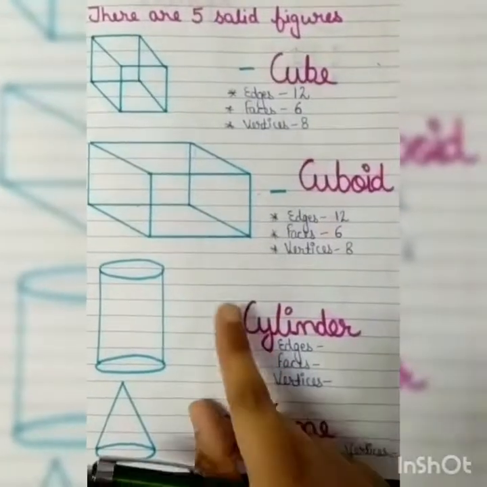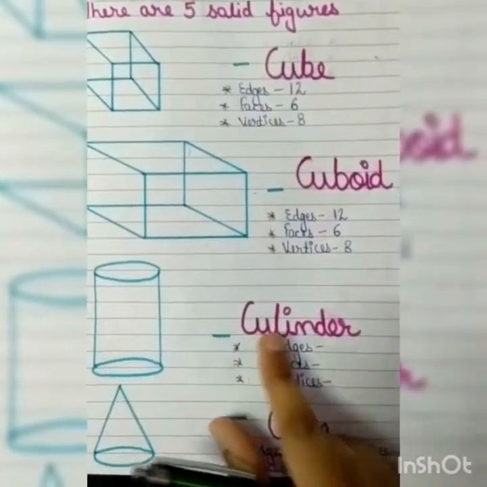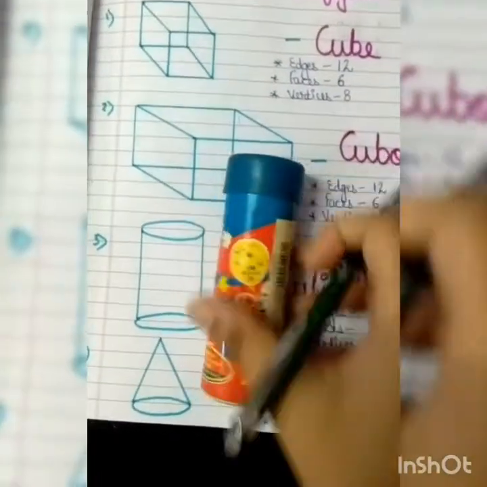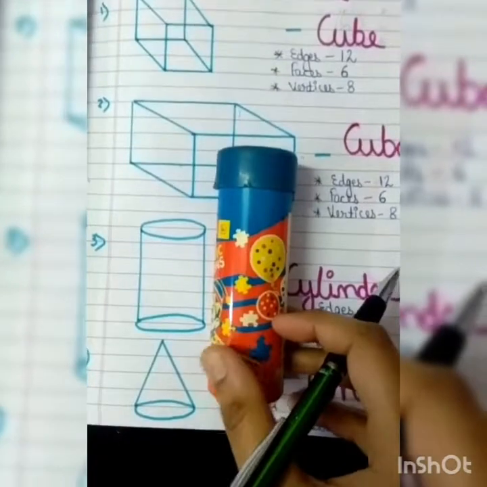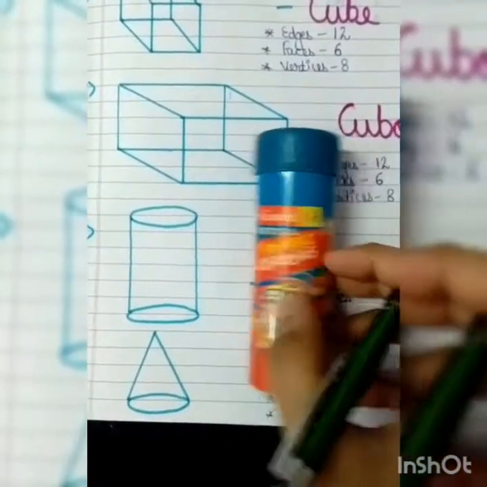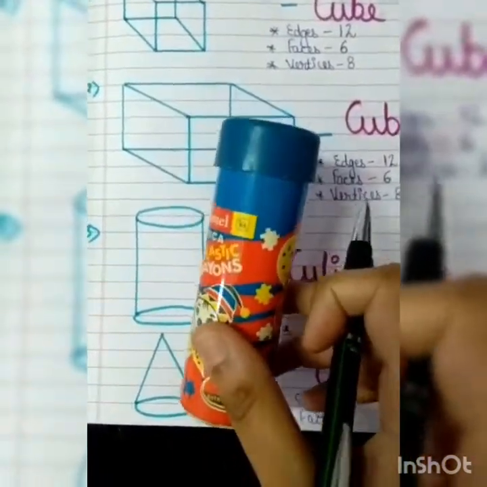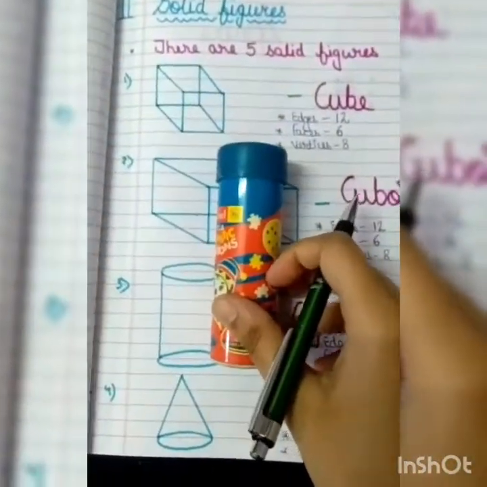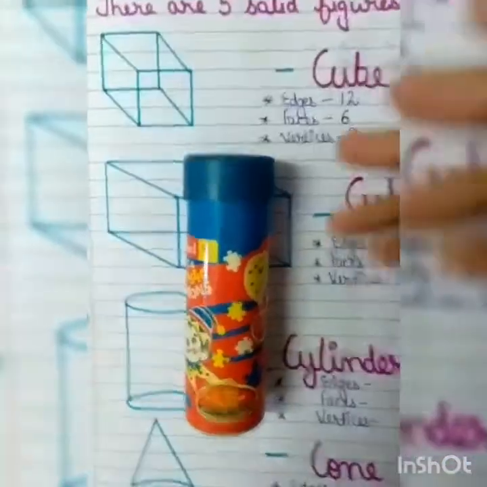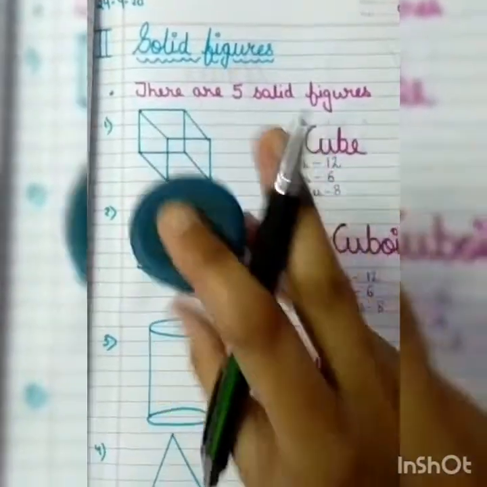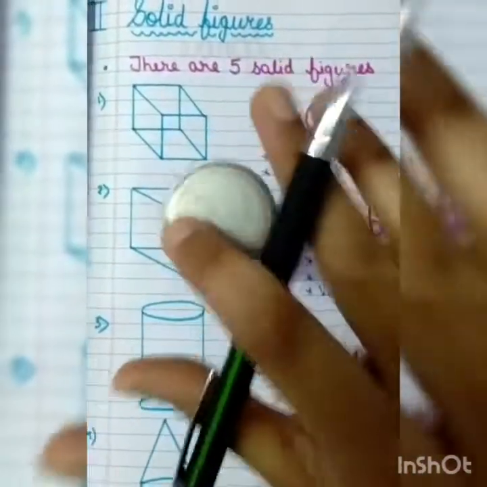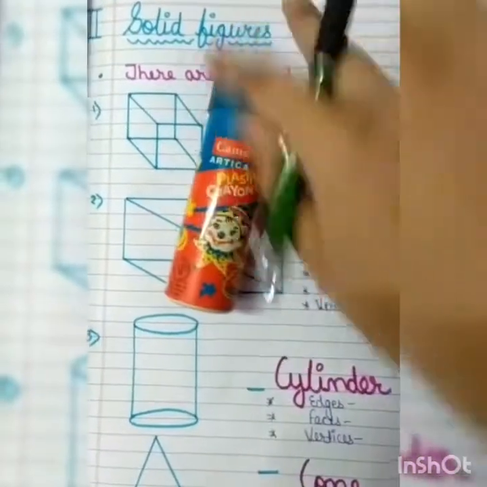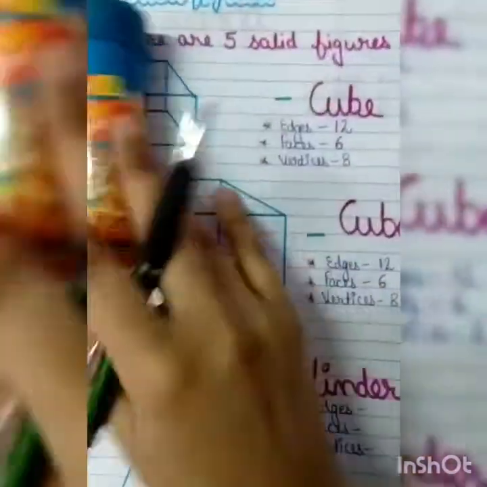Now students, next is cylinder. Cylinder. Now I will show you the object. Yes, similar or not? Similar, it looks like a cylinder. Yes, it is cylindrical in shape. So now we are going to count the edges of this object. So this object has 1, 2 curved edges. 2 curved edges. Okay, students? Now write it down.